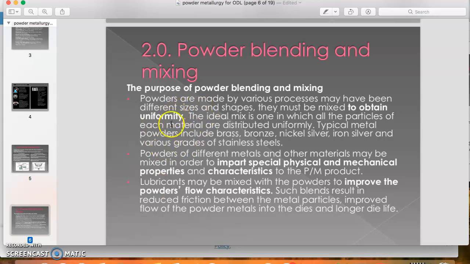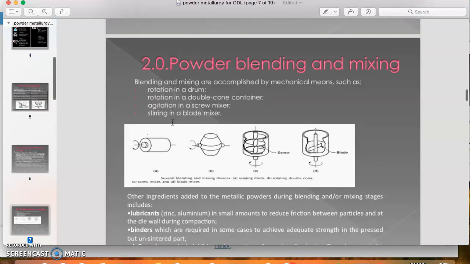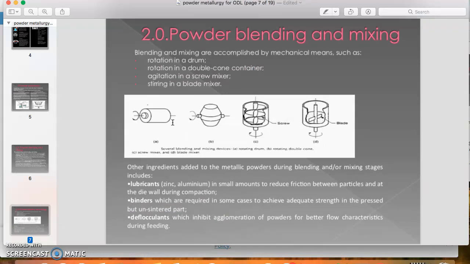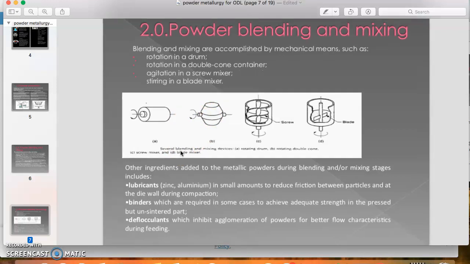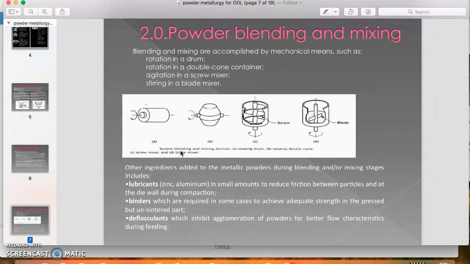The mixing process is very important so that the additional material is uniformly blended inside the powder metallurgy mix. Okay, there are many methods for the blending process, and we can use rotation in a drum, rotation in a double cone, agitation in a screw mixer, and stirring with a blade.